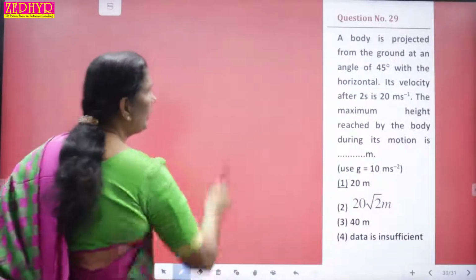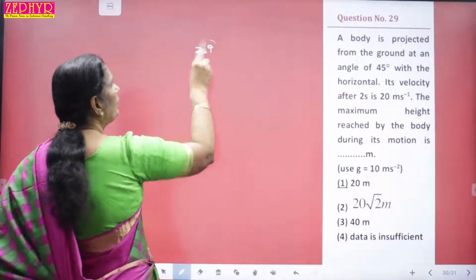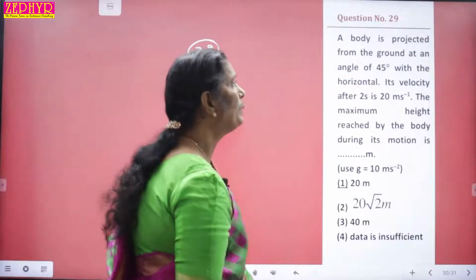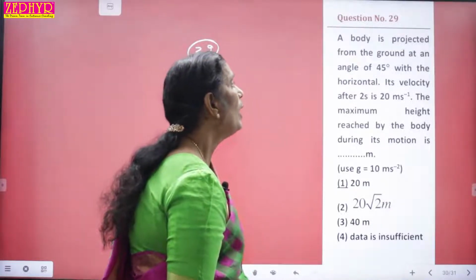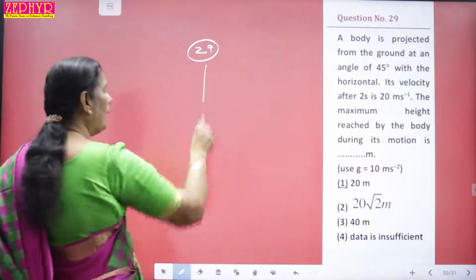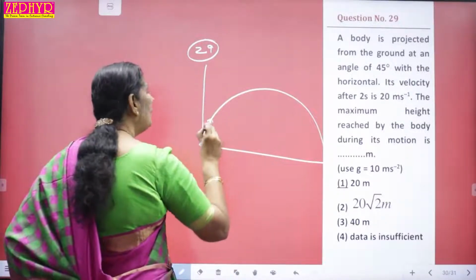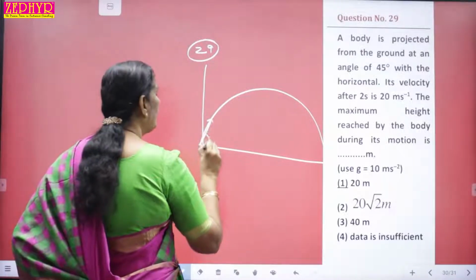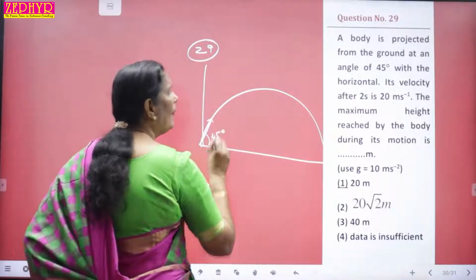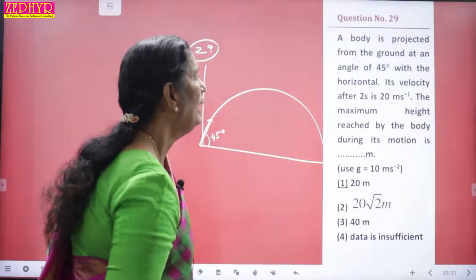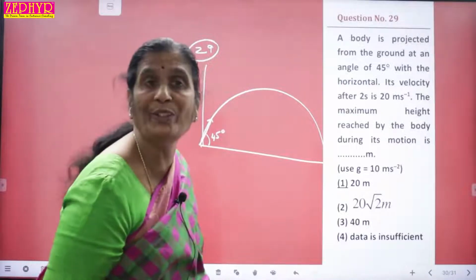Okay, next question, 29th question. A ball is projected from the ground at an angle of 45 degrees. Project it like that. So now this angle will be 45 degrees.